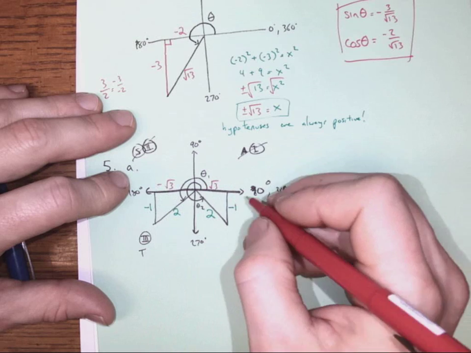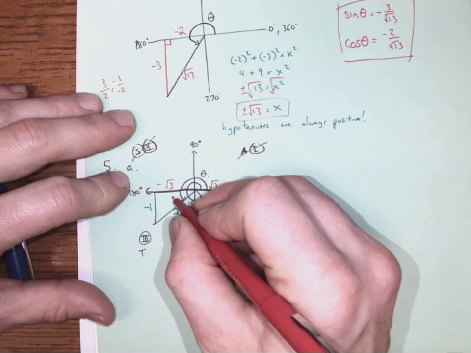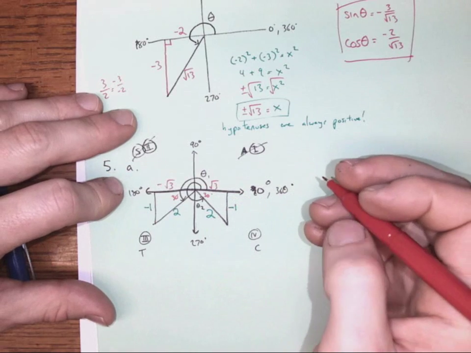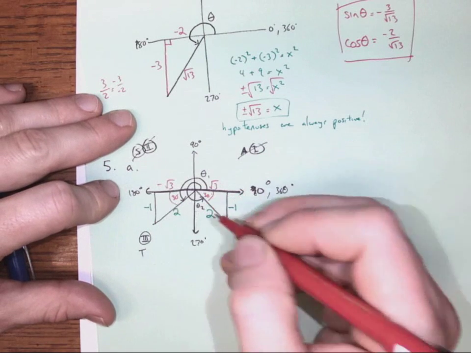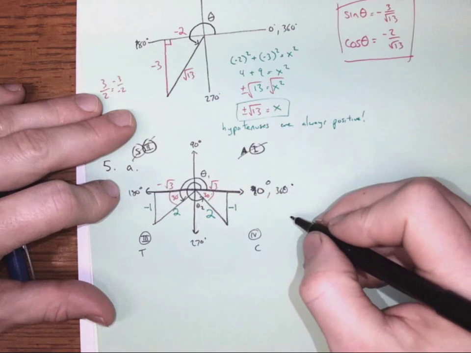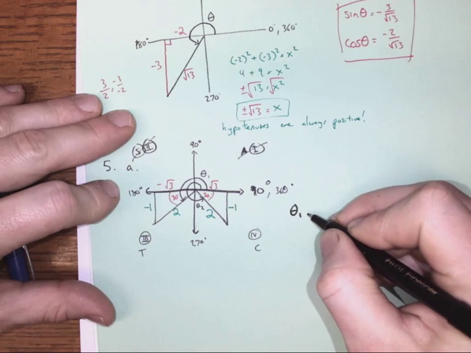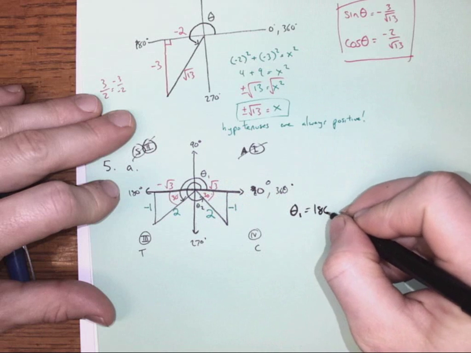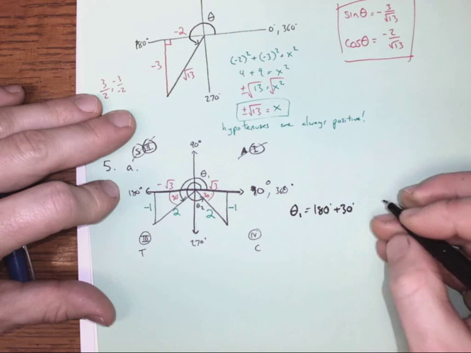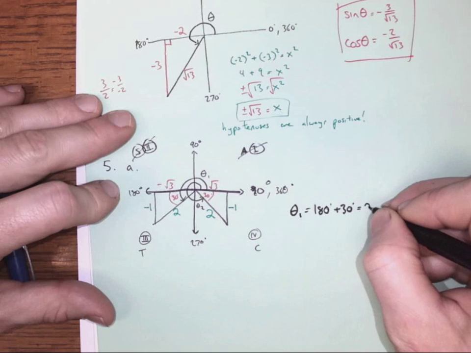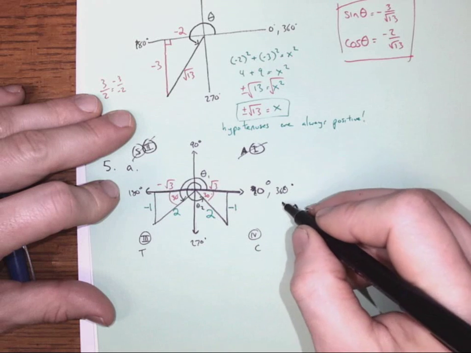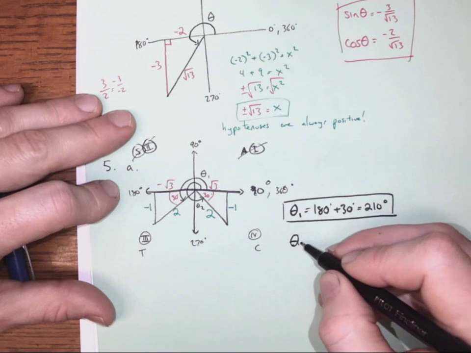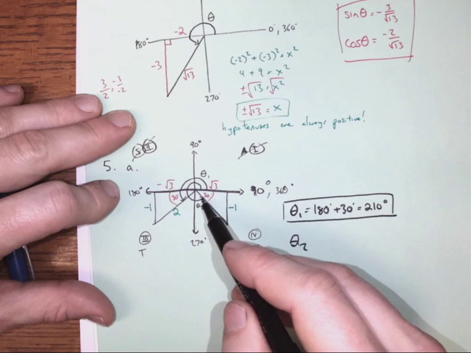Okay, and if we know that it's 30 degrees, we can probably do some reasoning here. We know that theta 1 is equal to 180 degrees plus 30 more. That's equal to 210 degrees. And we know theta 2, we can see it goes almost all the way to 360 degrees. But we're 30 degrees shy. That's 330 degrees.